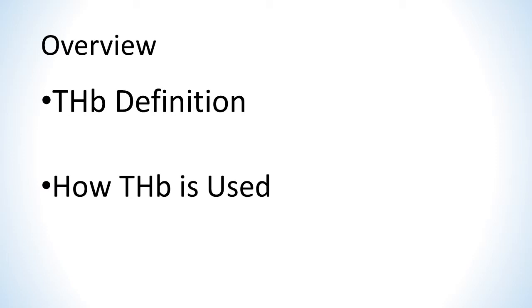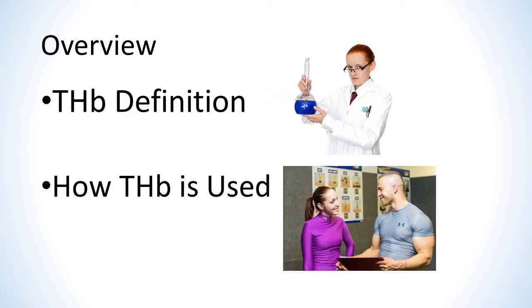This lesson is the introduction to THB, or total hemoglobin. There are two sections in this presentation. The first will cover the definition of THB. This is a technical discussion on precisely what THB means, what factors contribute to the reading, and what can be inferred from the measurement. The second section will describe the four different types of THB reactions that are commonly observed in athletes.